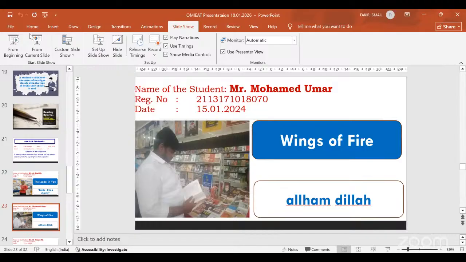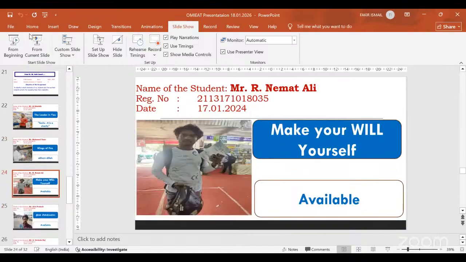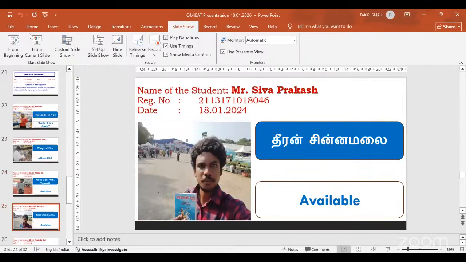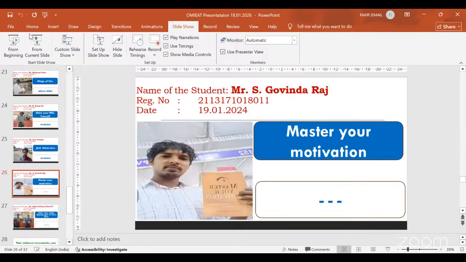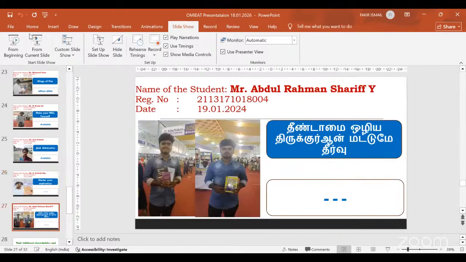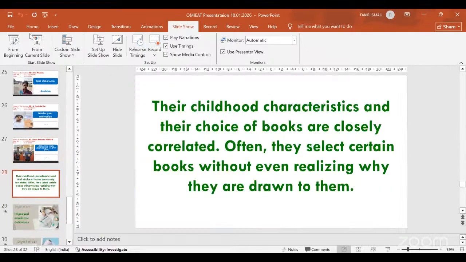This is another student. He visited the book exhibition on 15th January. He purchased the book Wings of Fire. The student purchased Make Your Will Yourself. The student's name is Sivaprakash. He purchased the book Theeran Chinnamalai. Govindaraj purchased the book Master Your Motivation. Student Abdurrahman Sharif purchased the book Tindamai Oliye Tirukuran Mattume Thirvu.